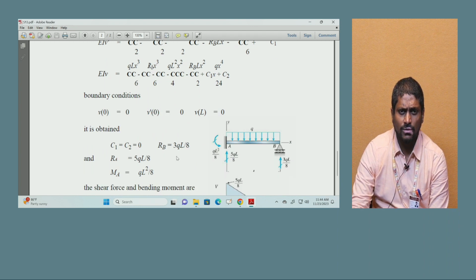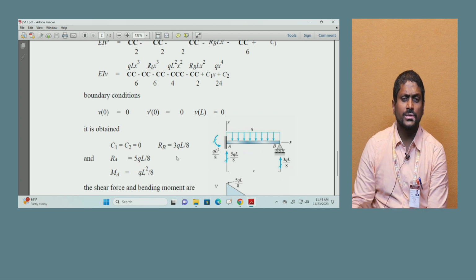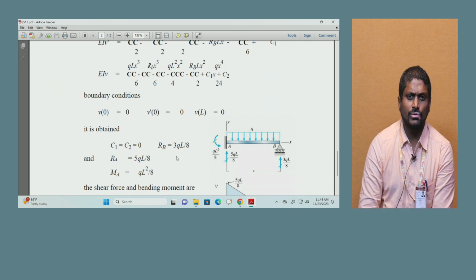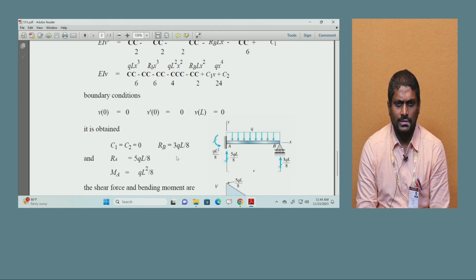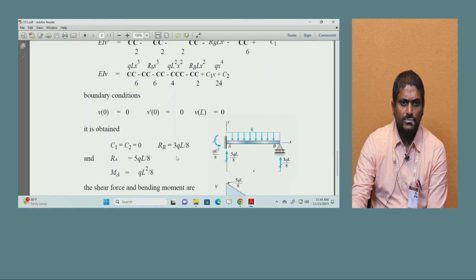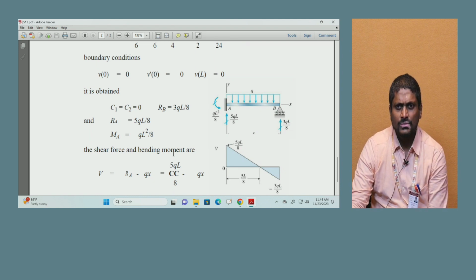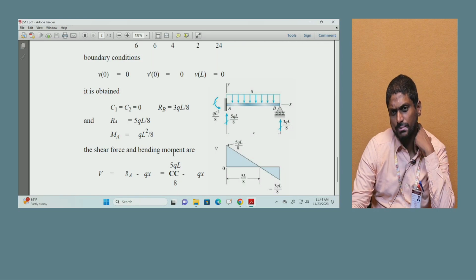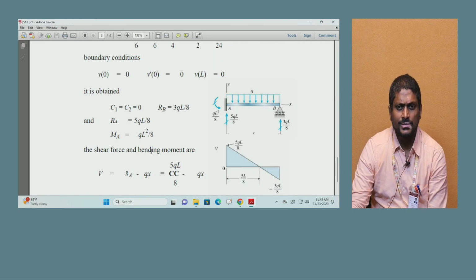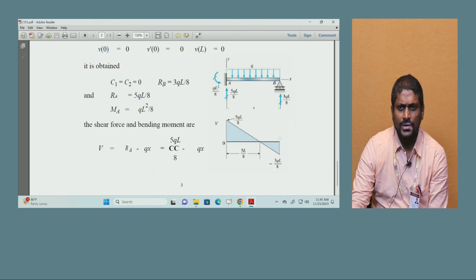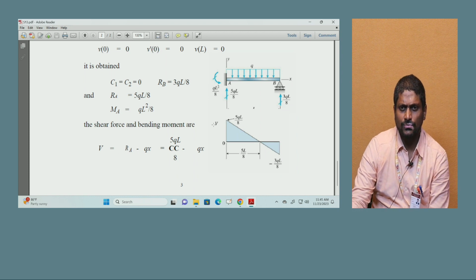Of course, we have obtained here, with the integration constants C1 equals 0 and C2 equals 0, RB equals 3qL by 8, whereas MA equals qL square by 8. The shear force is V equals RA minus qx equals 5qL by 8 minus qx. So finally, we can draw the bending moment diagram by taking these reactions as well as moments. At the B section you will have minus 3qL by 8, and on the positive side you can see 5qL by 8.